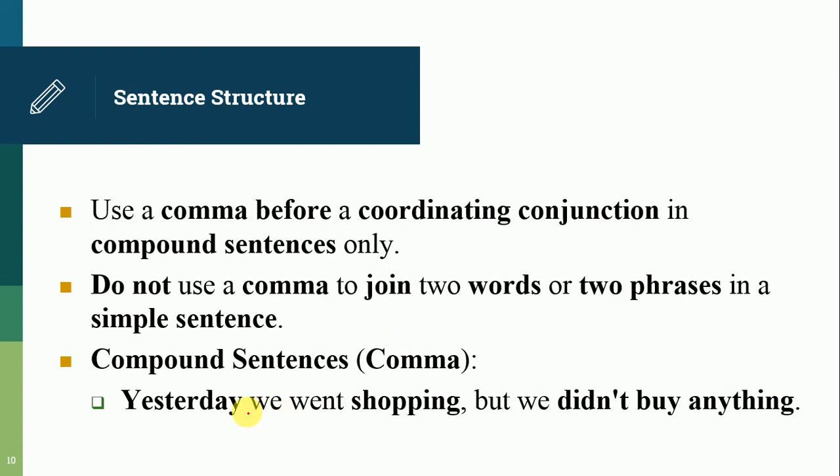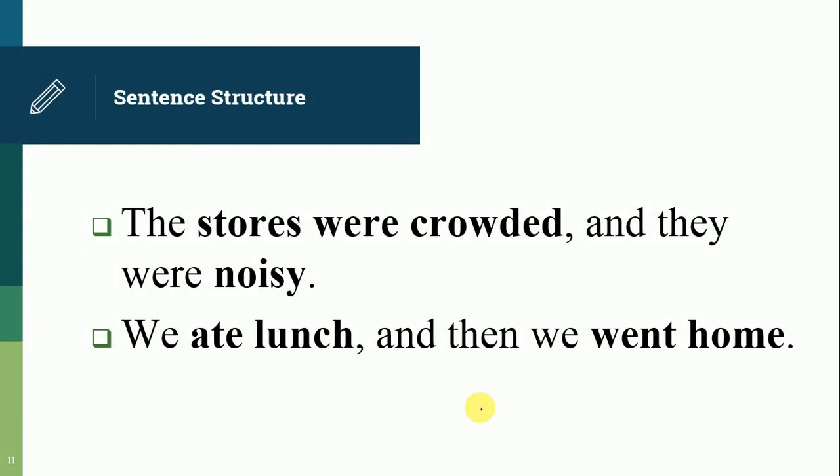Compound sentence, comma. Yesterday, we went shopping, but we didn't buy anything. You see, this is an independent clause, and this is also an independent clause, and a comma is used here before the coordinating conjunction. But if subordinating conjunctions are used, then that's not called a compound sentence, that's a complex sentence. We'll study that later. The stores were crowded, and they were noisy. You see this? A comma is used here.